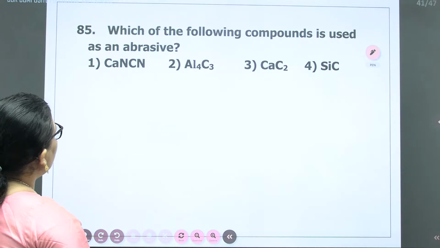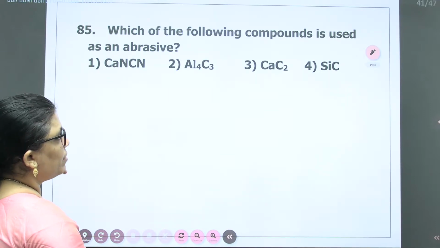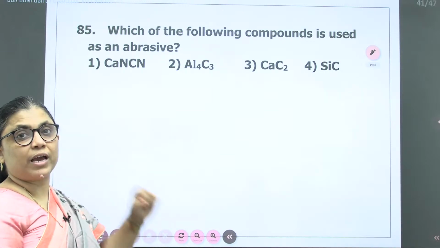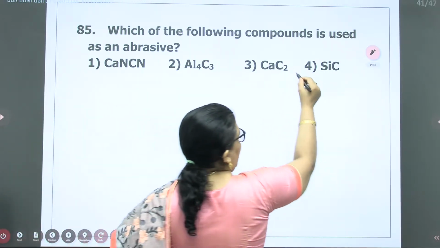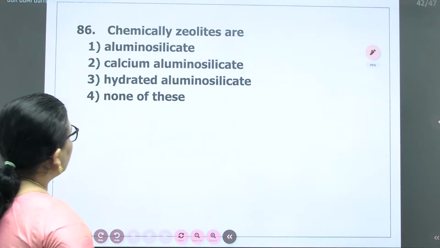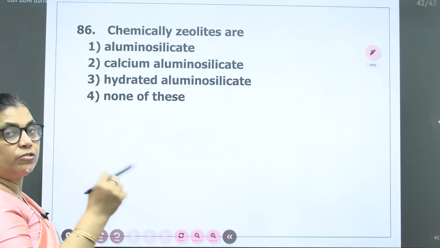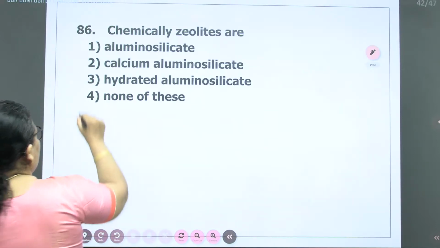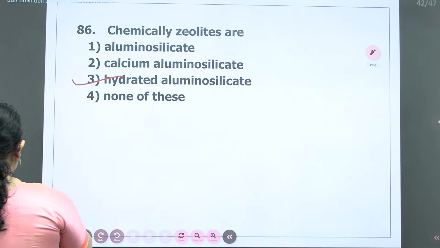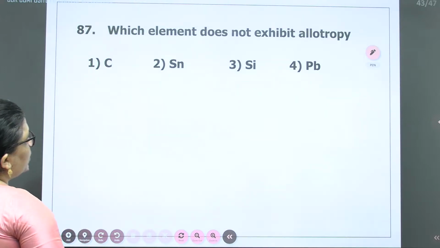85. Which of the following compounds is used as an abrasive? Amongst all, the hardest is silicon carbide. That's why it is used as an abrasive. Question number 86. Chemically, zeolites are what? Hydrated aluminosilicates. Hydrated aluminosilicates are zeolites.